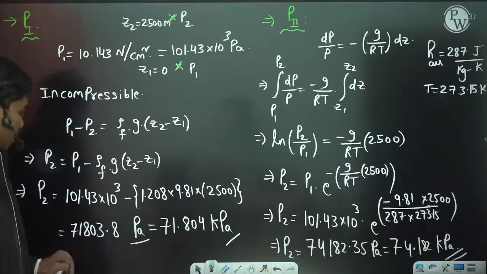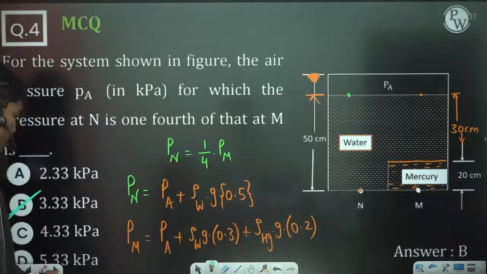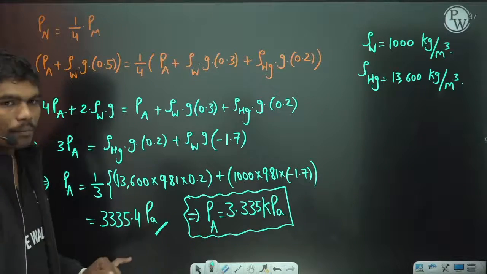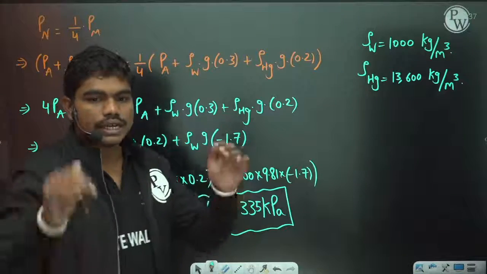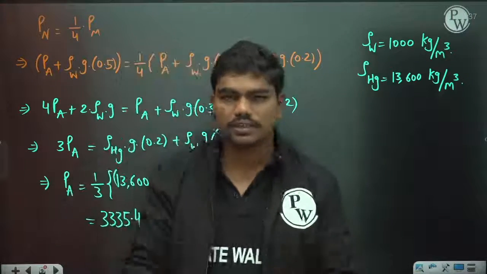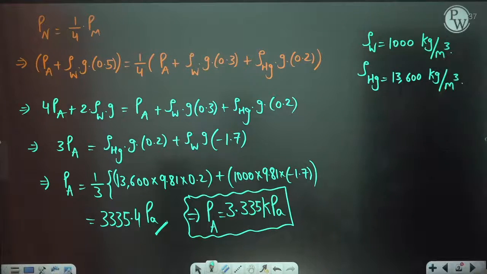Simple. Write the pressure equations at those 2 points, and this relation is given to you: Pn is equal to 1/4 times Pm. So we can go for this. Very simple question actually, but of course, equating pressures at 2 points could create some interest in you. That's it. So 3.335 kilopascals. Let us go for the next question quickly.